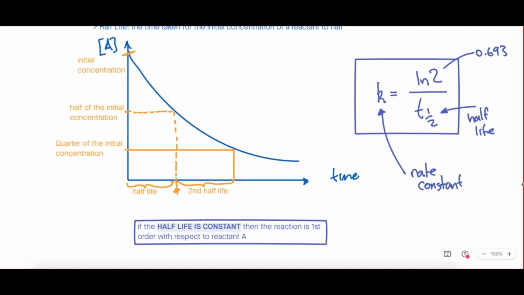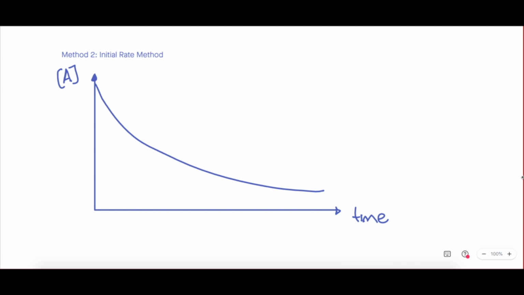The second method is much better for figuring out whether it's zero, first or second order. This first one only proves whether something is first order or not, but the second method proves more than that. The second method is known as the initial rate method. So let's say again we have a graph of concentration of A against time. If we wanted to work out the initial rate from this graph, initial would be at this point here. We want to work out the rate. Remember, in a concentration-time graph, the rate is basically the gradient. So you draw a tangent at that point, like so, and then find the gradient of this tangent.